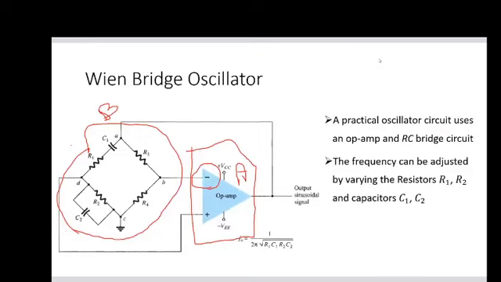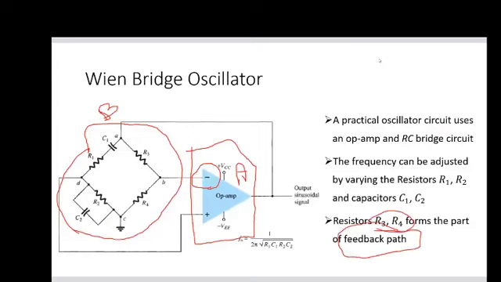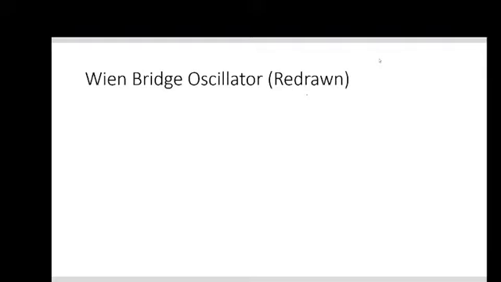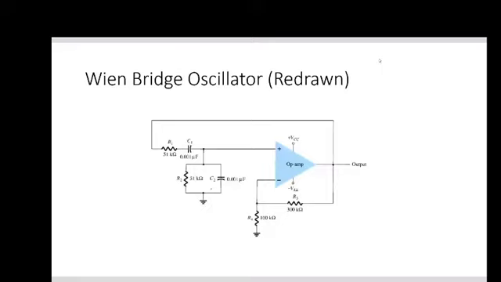Now this R3 and R4 forms another feedback path. Right now we are not worrying about R3 and R4. We are worried only about R1, R2, C1 and C2. We will redraw this Wien bridge oscillator so that we have a circuit like this. Here you can see I have substituted some values. This is an example problem. You can go and solve it.